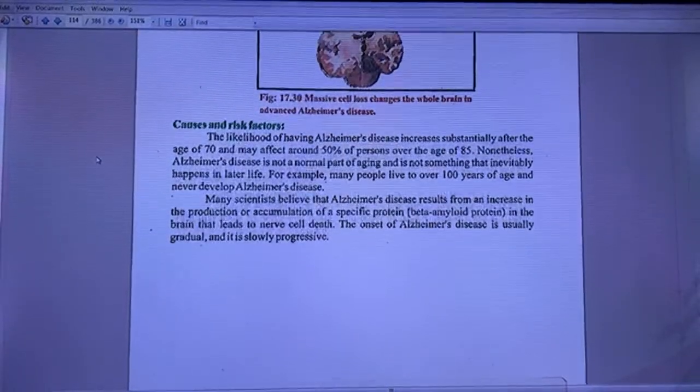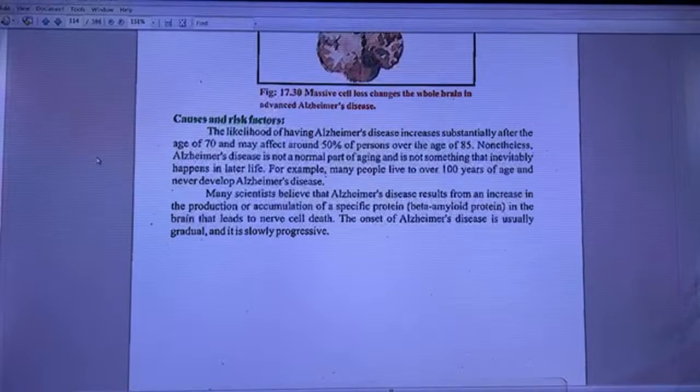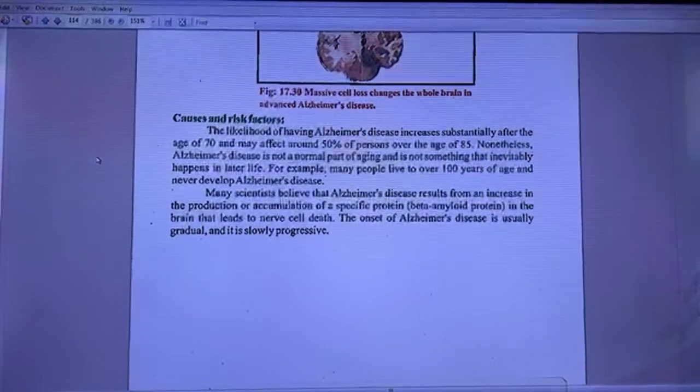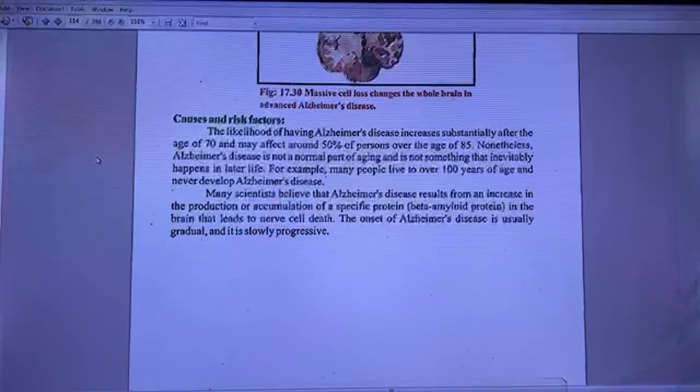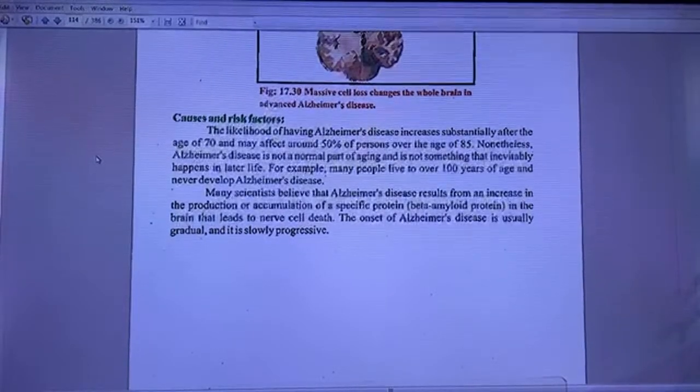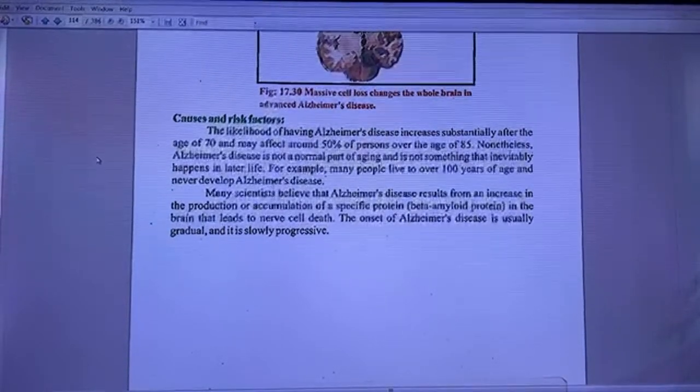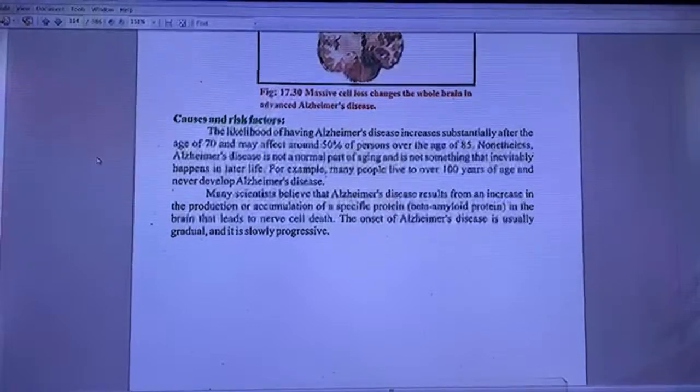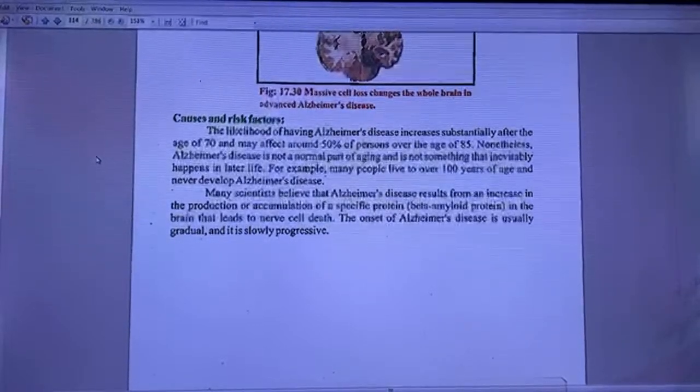Causes and risk factors. The likelihood of having Alzheimer's disease increases substantially after the age of 70 and may affect around 50% of persons over the age of 85. Nonetheless, Alzheimer's disease is not a normal part of aging and is not something that inevitably happens in later life. For example, many people live to over 100 years of age and never develop Alzheimer's disease.